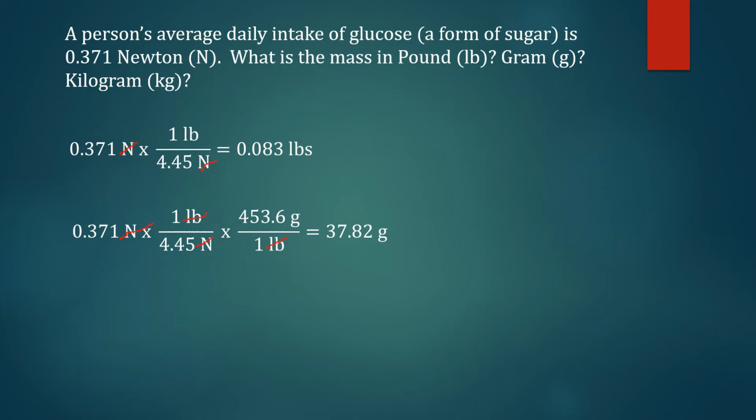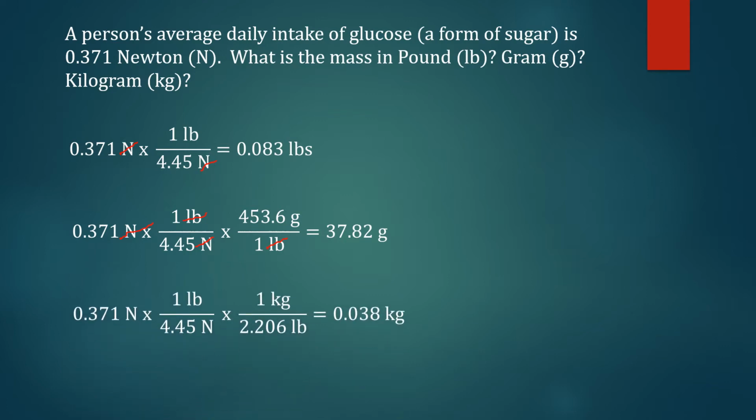0.371 multiplied by 1 divided by 4.45 multiplied by 453.6 grams divided by 1, the answer will be 37.82 grams. And in kilograms, this is how you do it.